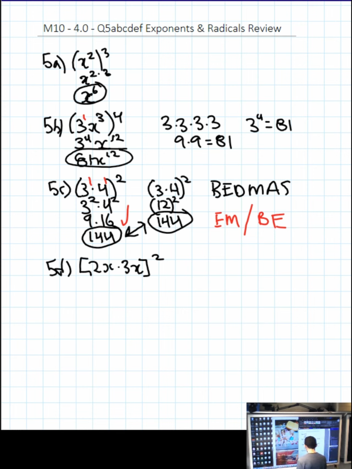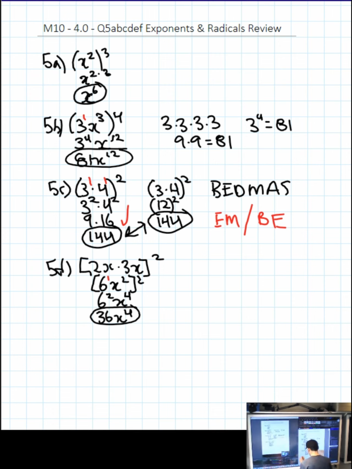So 2 times 3 is 6. x times x is x squared, and then we are still squared. I'm going to give 6 the exponent of 1, and remind me that we multiply the exponents. 6 to the 1 times 2 is 2. x to the 2 times 2 is 4. 6 squared is 36. x to the 4. Circle our answer.